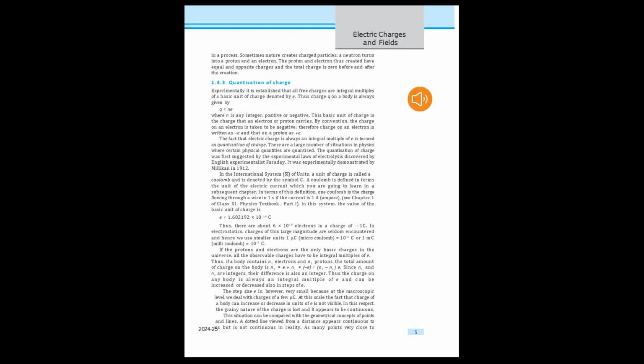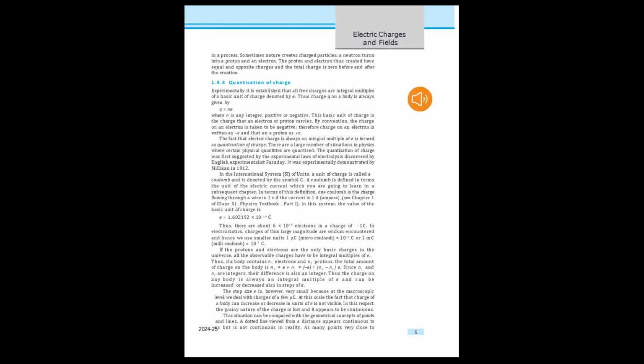The next important basic property of electric charge is quantization of charge. Experimentally, it is established that all free charges are integral multiples of a basic unit of charge denoted by e. Thus, charge Q on a body is always given by Q = n × e, where n is any integer, positive or negative. This basic unit of charge is the charge that an electron or proton carries.